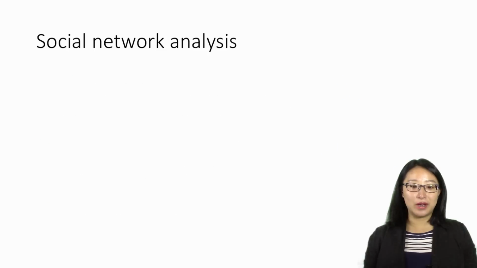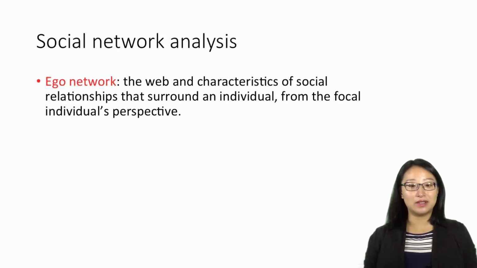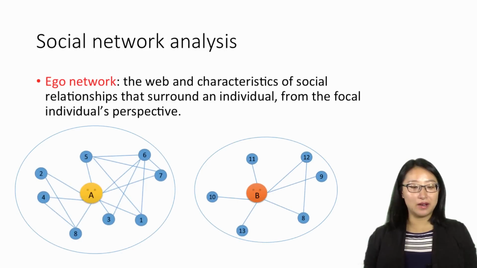In analyzing social networks, researchers can examine two types of networks. An ego network is defined as the web and characteristics of social relationships that surround an individual from the focal person's perspective. For instance, we can say person A's friendship network is different from person B's friendship network. A has a larger number of friends or degrees. Also, many of A's friends are also friends with each other, meaning A has a denser friendship network than B has.